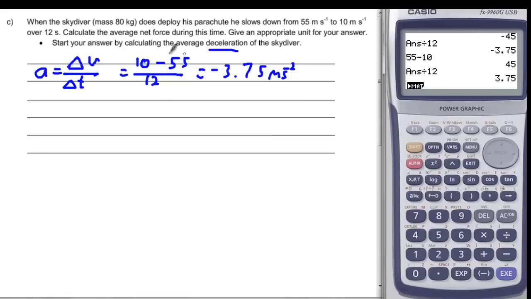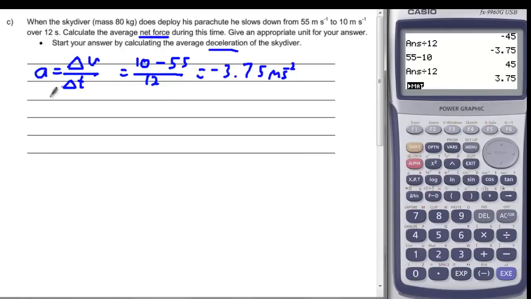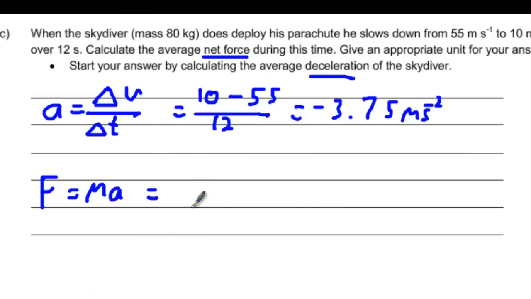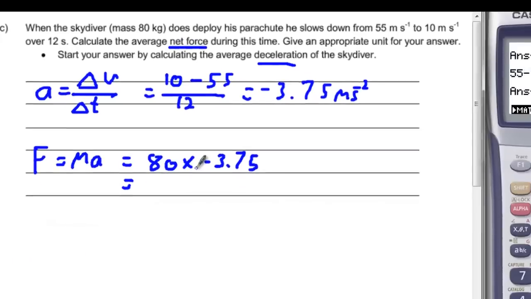Okay, so have we answered the question? The question says calculate the average net force. Have we done that? No. So what's the symbol for force? F. Now on our formula sheet, is there any formula with F and an A in it? Yes, net force equals mass times acceleration, Newton's second law. Do we know his mass? The skydiver has a mass of 80 kilograms. Do we know his acceleration? Yes, it's negative 3.75. If the negative bit's too hard, you can just miss it out.